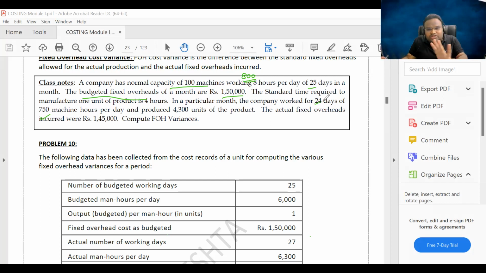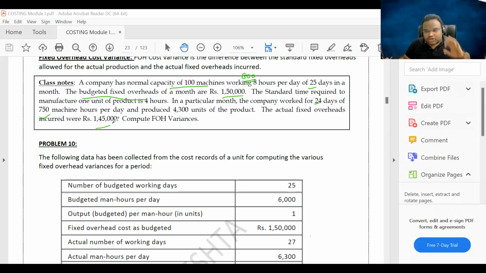Seeing the question first, just leave out your fear if you are a second time listener. And produced 4,300 units of the product. Actual fixed overhead incurred was 1,45,000. I already said two numbers will be in the exam question itself: budget fixed overheads and actual fixed overheads. What is your budget fixed overheads? 1,50,000. What is your actual fixed overheads? 1,45,000. The difference of budget fixed overheads and actual fixed overheads is nothing but the fixed overhead expenditure variance. Correct or not?